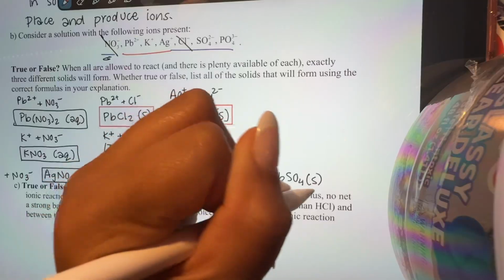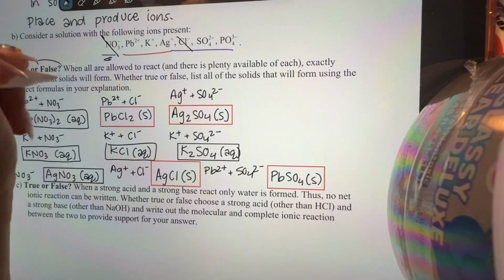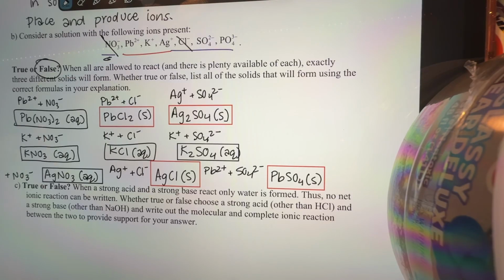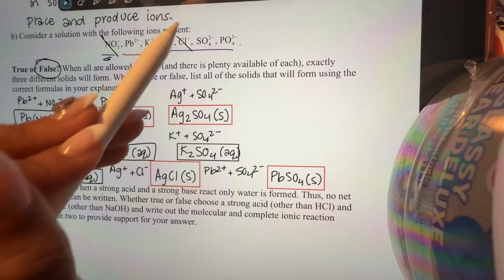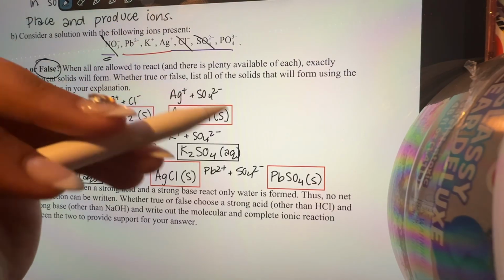Now at this point, I have 4 solids, so I can confidently circle false because they asked exactly 3 different solids will form, but I've been showing you that, in fact, 4 have formed and we're not done yet. So I'm going to click false on that, and let's keep going because they wanted the full list.